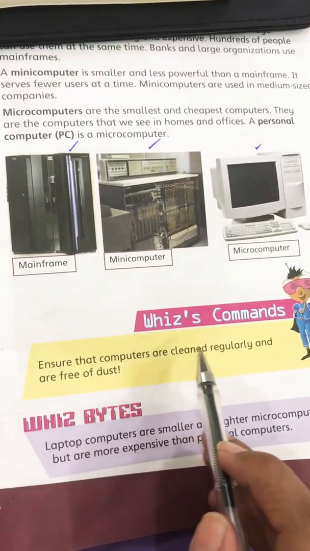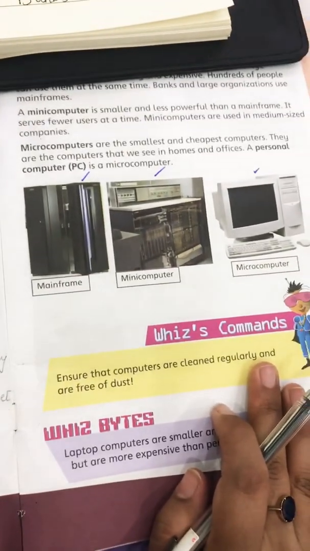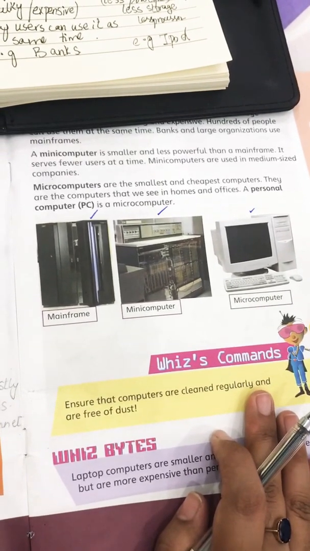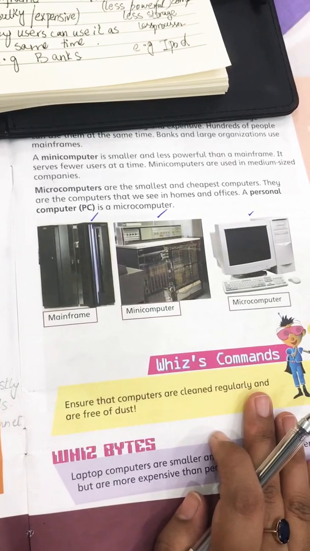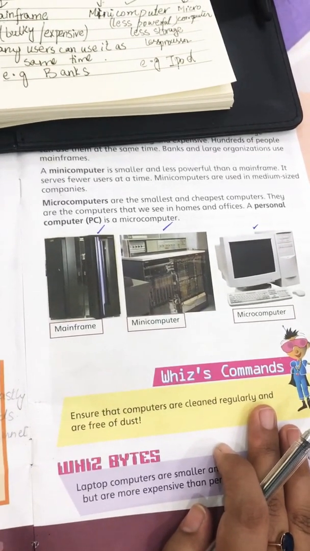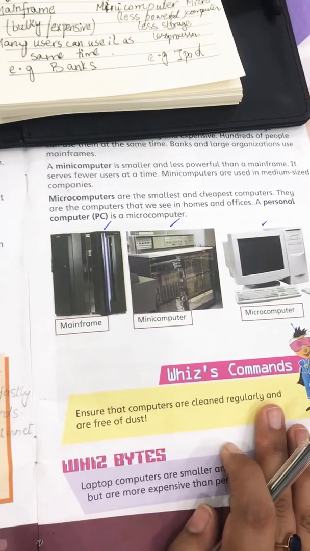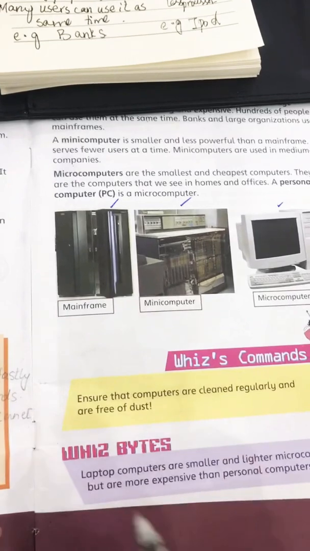What does the Abacus command say? Ensure that computers are cleaned regularly and are free of dust. Obviously, if we want our computer to be long lasting and work perfectly and smoothly, we should keep it clean, and after using it we should properly cover it if it is a desktop, and put it in the laptop bag if it is a laptop. So we should take care of our gadgets to make them long lasting and work proficiently.